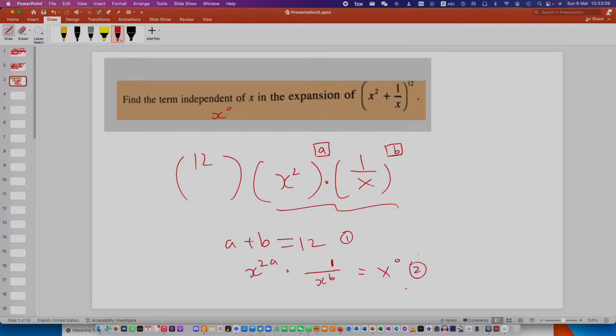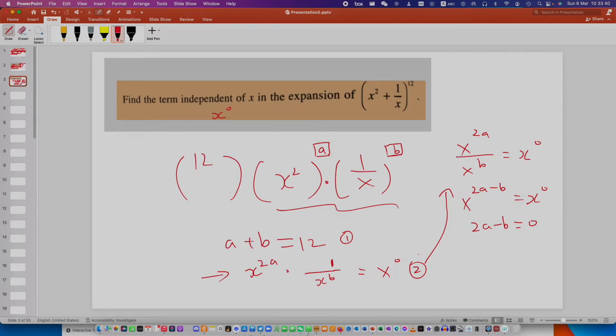x to the power of 0 is 1. So no, don't look at it that way first. Basically, do something to this first. So your x to the power of 2a, I'm going to do it here. x to the power of 2a over my x to the power of b is equal to x to the power of 0, right? So this is x to the power of 2a minus b equals x to the power of 0. Therefore 2a minus b is equal to 0. Okay, good.